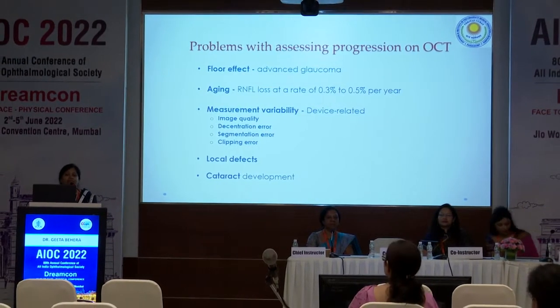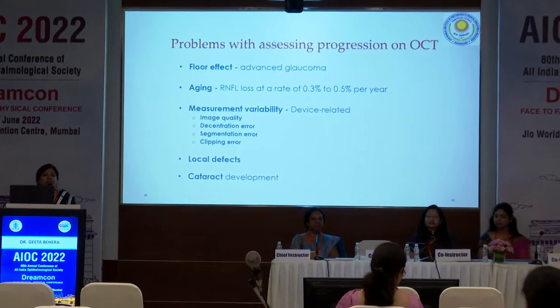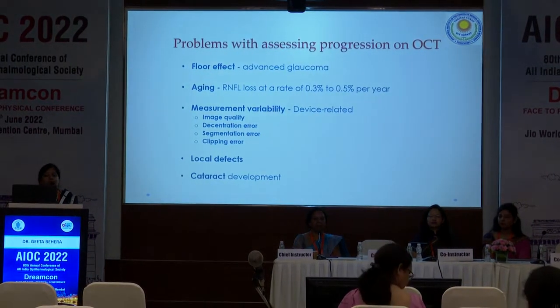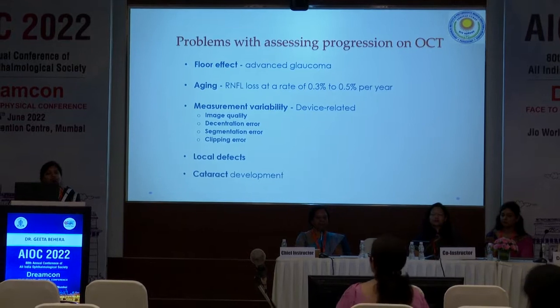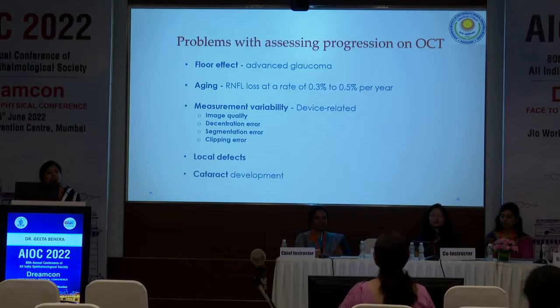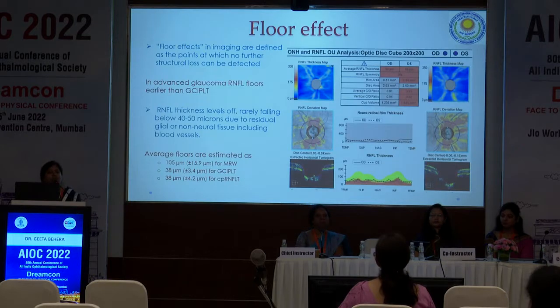It's either the floor effect, which is seen in advanced glaucoma; aging, that is RNFL loss at a rate of 0.3 to 0.5% per year; measurement variability, which is device related, to the image quality, decentration error, segmentation error or clipping error; presence of local defects that can be easily missed; and cataract development. So floor effect pertains to the point at which no further structural loss can be detected.